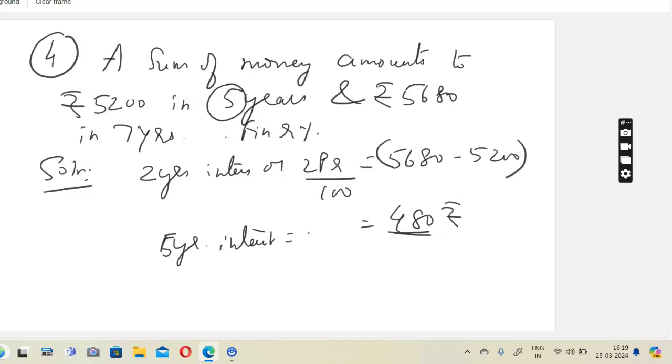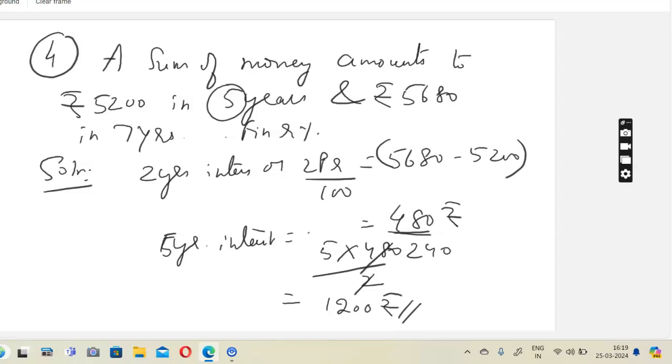So 5 years interest, 2 years interest is 480. 5 years interest is 5 into 480 by 2. Simple logic. ₹24 5s are 120. So 1,200 rupees is the 5 years interest.